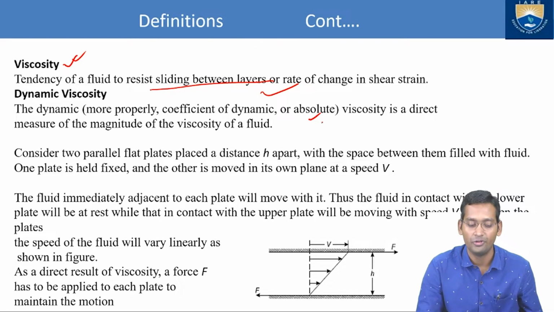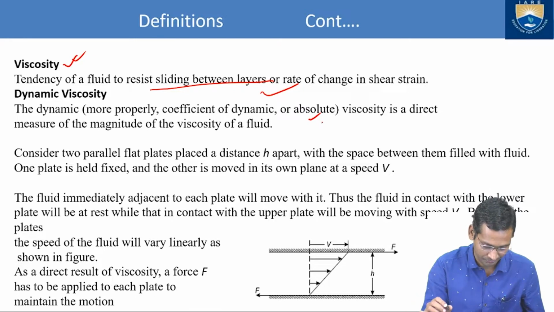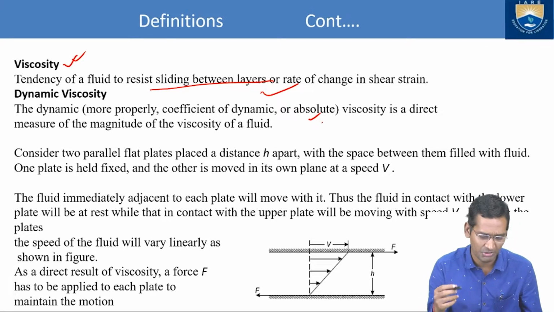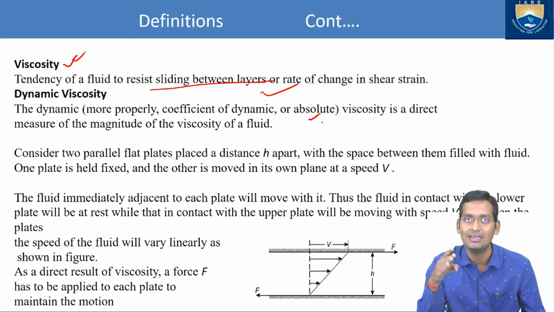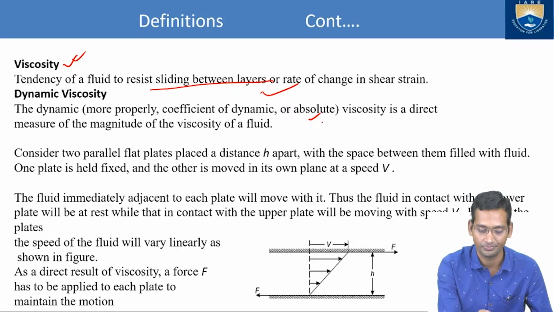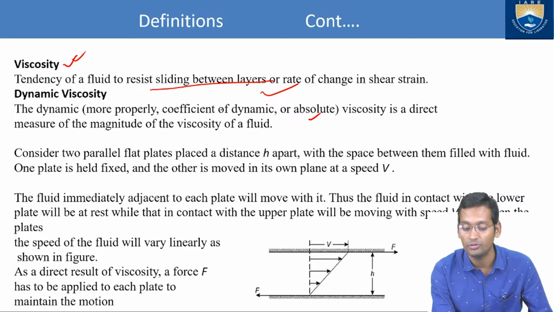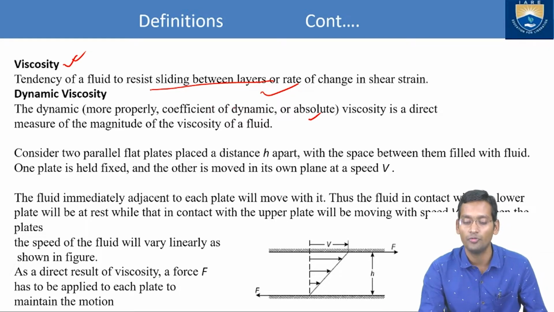Now there are two types of viscosity. One is dynamic, another one is kinematic. So first let's see what dynamic viscosity is. Dynamic means, generally, when something starts moving, that time we call it dynamic viscosity. It's a coefficient of dynamic viscosity, so generally we are measuring in terms of the coefficient, or the exact value of that.